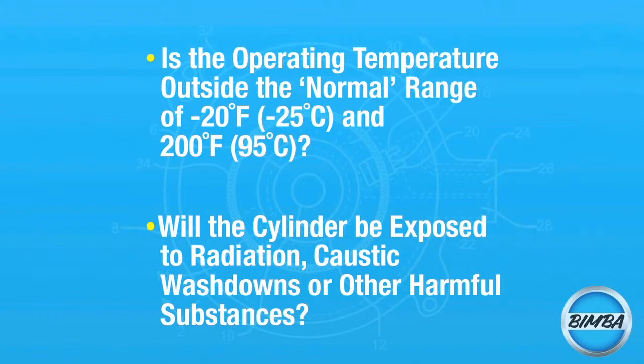Will the cylinder be exposed to radiation, caustic washdowns, or other harmful substances? At the work site, cylinders are often exposed to harmful substances related to the specific process. If the substance is corrosive, special finishes and materials help prolong the cylinder's service life. When it threatens to contaminate cylinder interiors, mechanical solutions such as wipers and scrapers offer protection. For extra protection, you can install rod boots, which are bellows that fit around the rod piston and expand and contract as the rod extends and retracts.